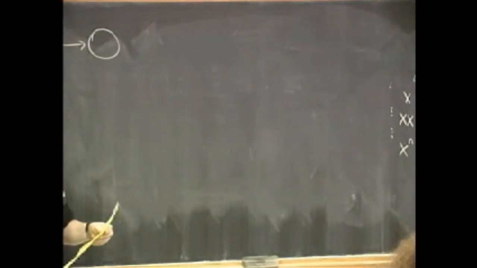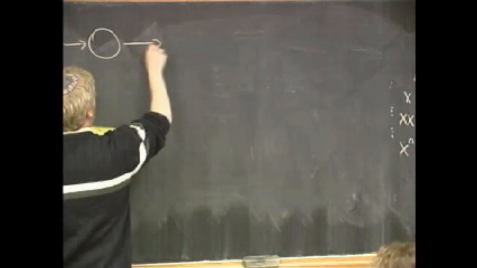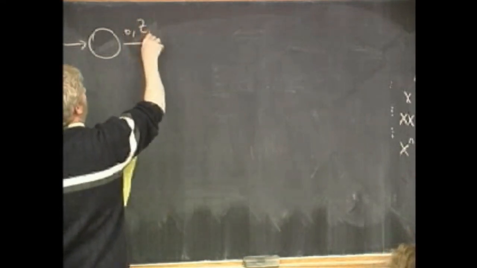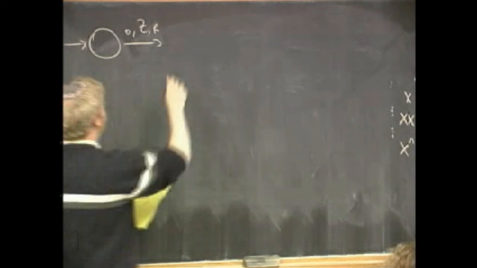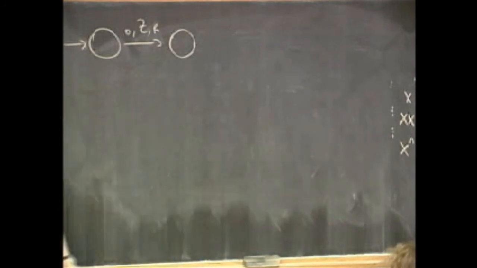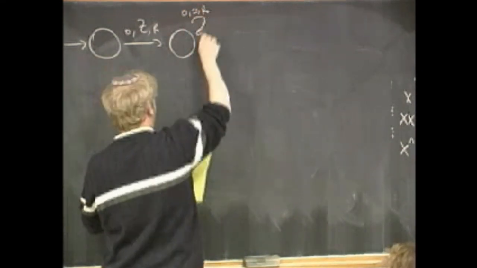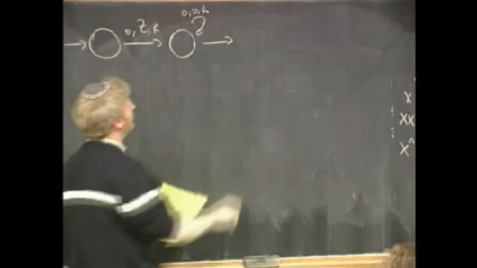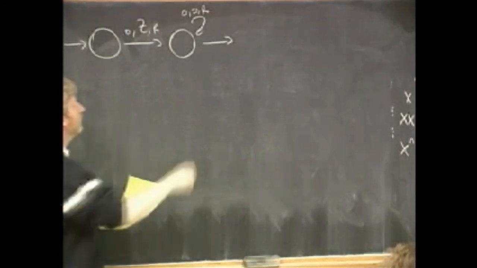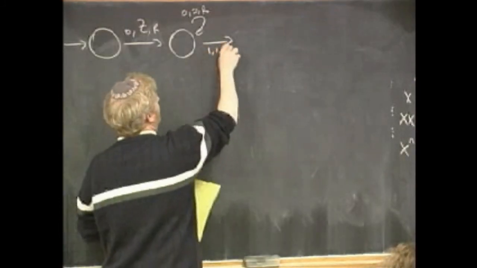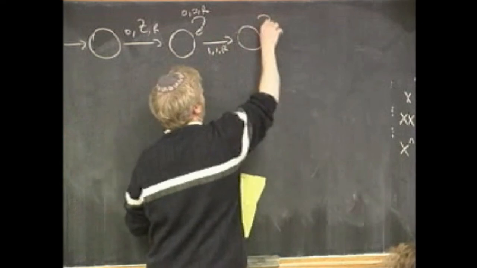All right. So here's what we do. If we see a 0, we mark it with a z and go to the right. Right? All right, now what? Now, skip through the zeros. Skip through the zeros. Then what happens? If I see a 1, go to here and then skip through the 1s.